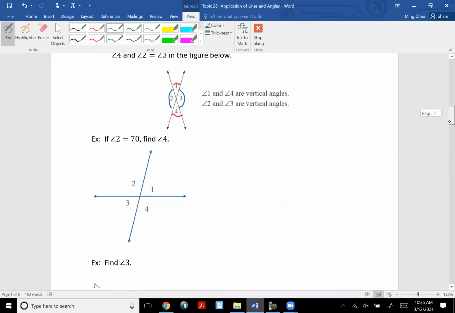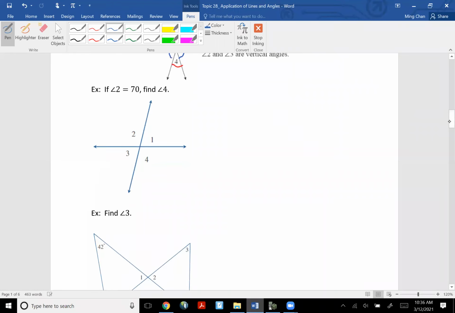All right. If angle two here is 70 degrees, sorry, I left out the degree notation, then what should angle four be? Whenever you see two lines intersecting at one common point, the angles facing each other are called vertical angles, and vertical angles are always congruent. So angle four will be 70 degrees.